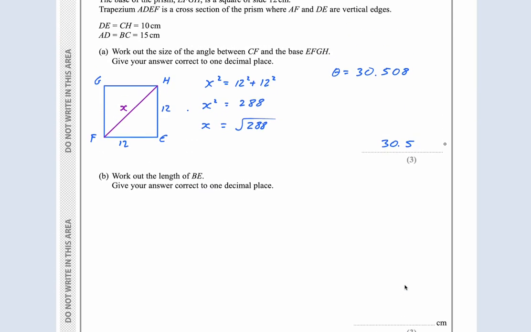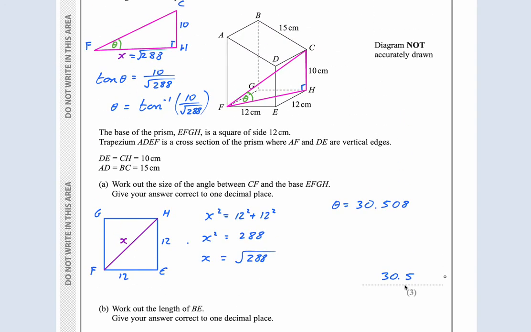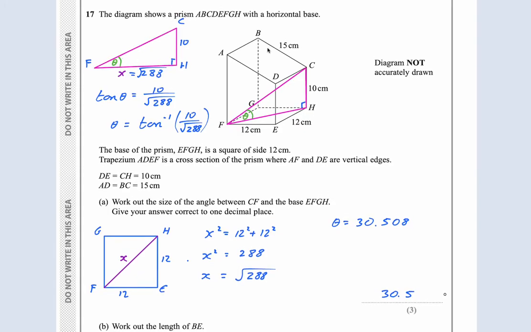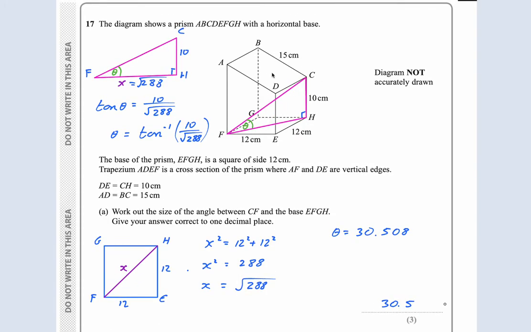Okay, then he says work out the length of BE. Right, this is 3 marks. Give your answer to one decimal place. Okay, BE. So guys, I'm just coming back up here because I've no space. But okay, the length of B to E. Okay, right. This is going to be difficult to draw, but let's try.